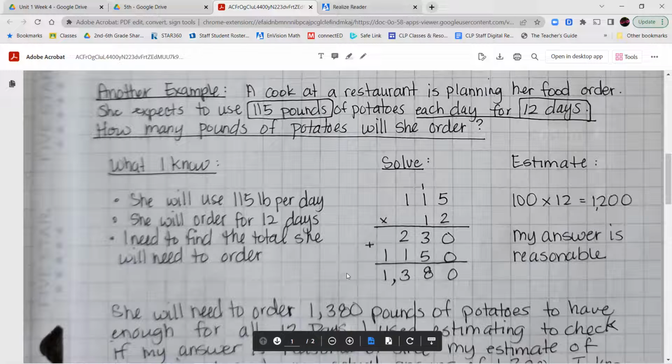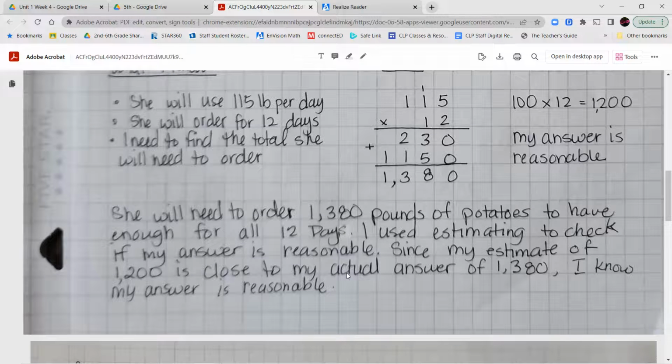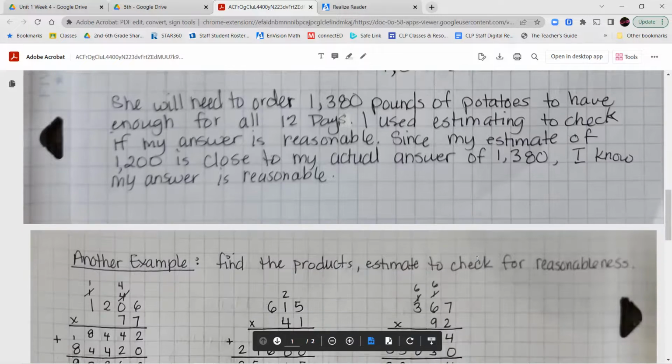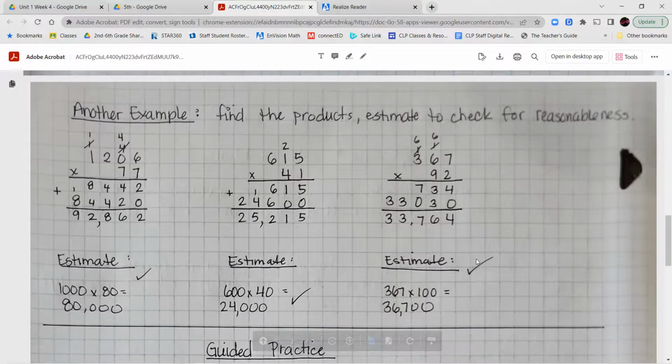I add my two partial products, and I get an answer of 1,380, which is close to my estimate of 1,200, so my answer here is reasonable. She's going to need to order 1,380 pounds of potatoes to have enough for all 12 days. I used estimating to check if my answer makes sense, and since my estimate was close to my actual answer, I know that my answer was reasonable.